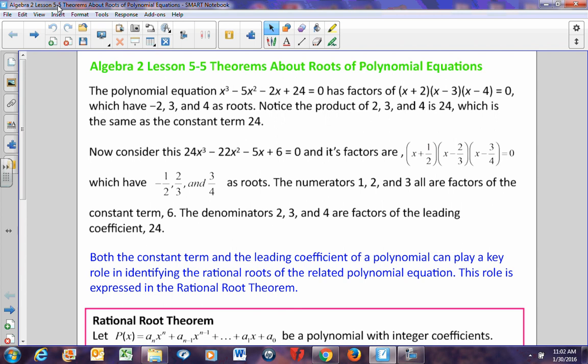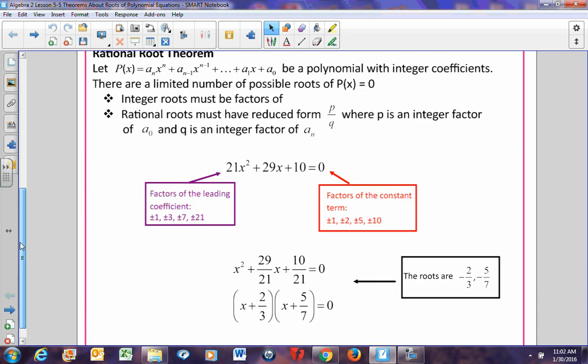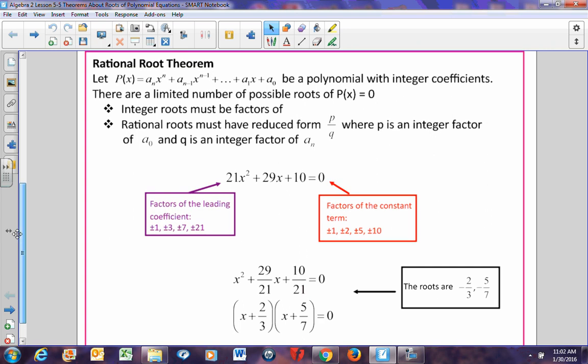So, both the constant term and the leading coefficient of a polynomial can play a huge key role in identifying the rational roots of the related polynomial equation. This role is expressed in what we call the rational root theorem. Okay? The rational root theorem says this. If p of x equals a sub n, x to the n plus a sub n minus 1, x to the n minus 1 plus etc., basically it's telling you if you have a number taken to a power and the power is decreasing, like x to the third, then x to the second, then x, the other power is going down as well.